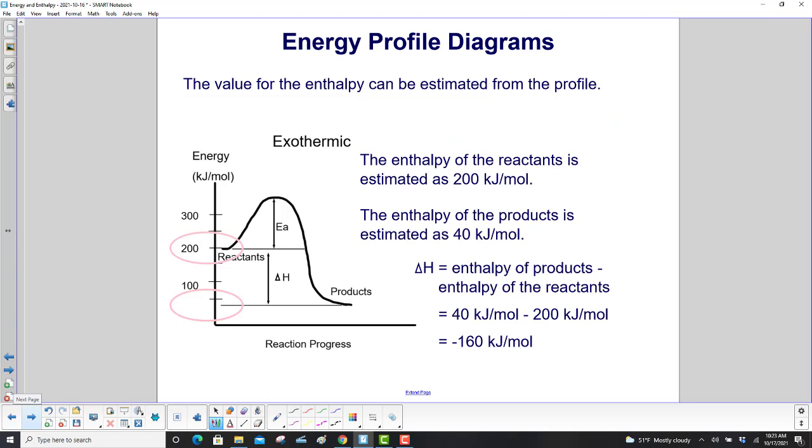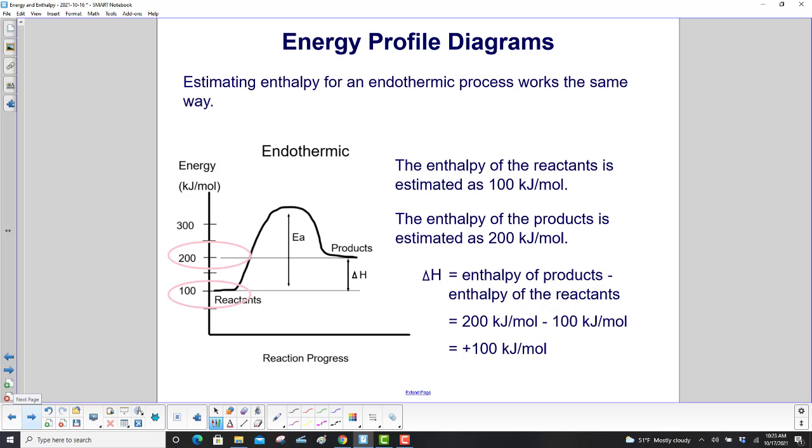The value for the enthalpy can be estimated from the profile. So we have an exothermic reaction, and we estimate the enthalpy of the reactants over here as 200 kilojoules per mole. The enthalpy of the products is down here, and we're estimating that at 40 kilojoules per mole. So delta H, or the change in enthalpy, is the enthalpy of the products minus the enthalpy of the reactants. So we have 40 kilojoules per mole minus 200, and we get a negative 160 kilojoules per mole.